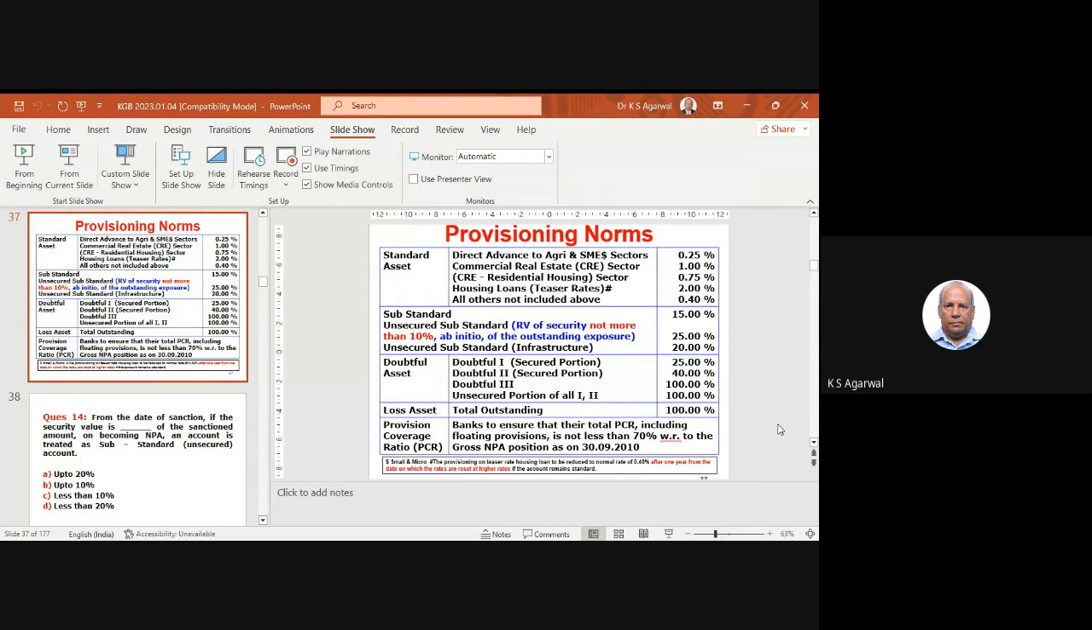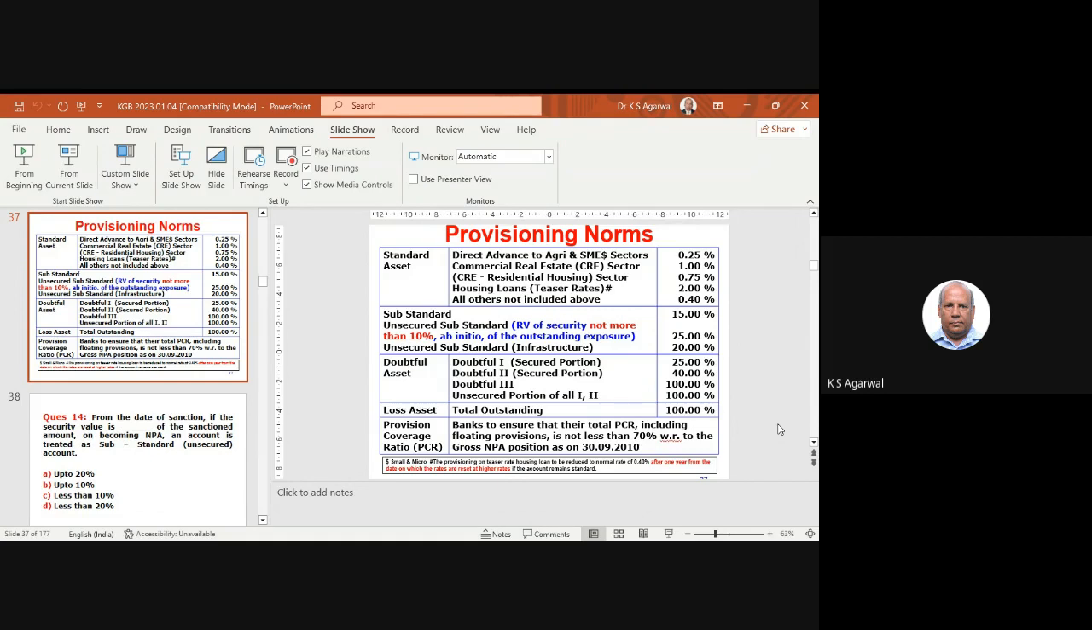Housing loan at teaser rate. Teaser rate is nothing but a concessional rate, less than the card rate. Then 2% provision. When the housing loan is attracting less interest rate, the provision will be more. All other advances 0.40%. Substandard, normal substandard, it is 15%.